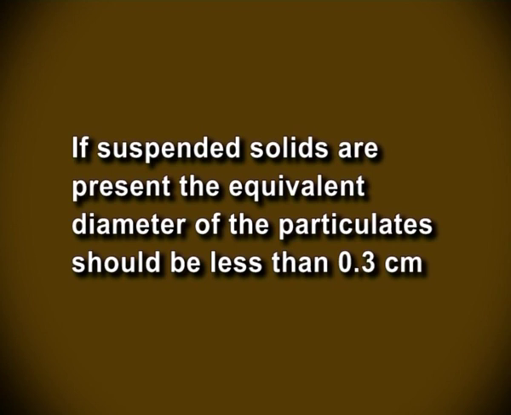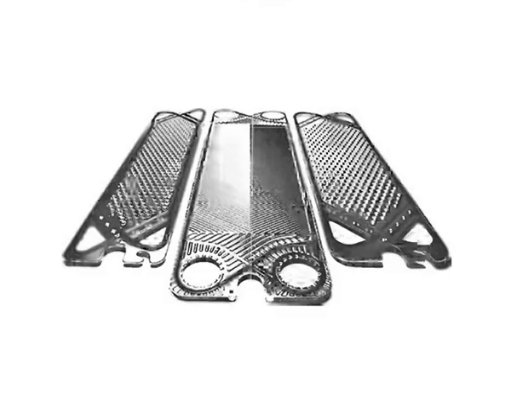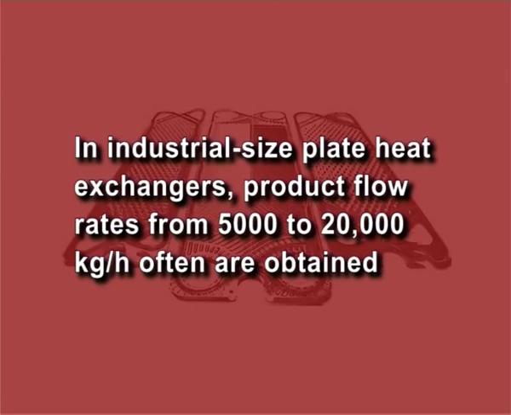If suspended solids are present, the equivalent diameter of the particulates should be less than 0.3 centimeter. Larger particulates can bridge across the plate contact points and burn on in the heating section. In the figure, the patterns pressed on plates used in plate heat exchangers are provided. In industrial size plate heat exchangers, product flow rates from 5000 to 20,000 kg per hour often are obtained.